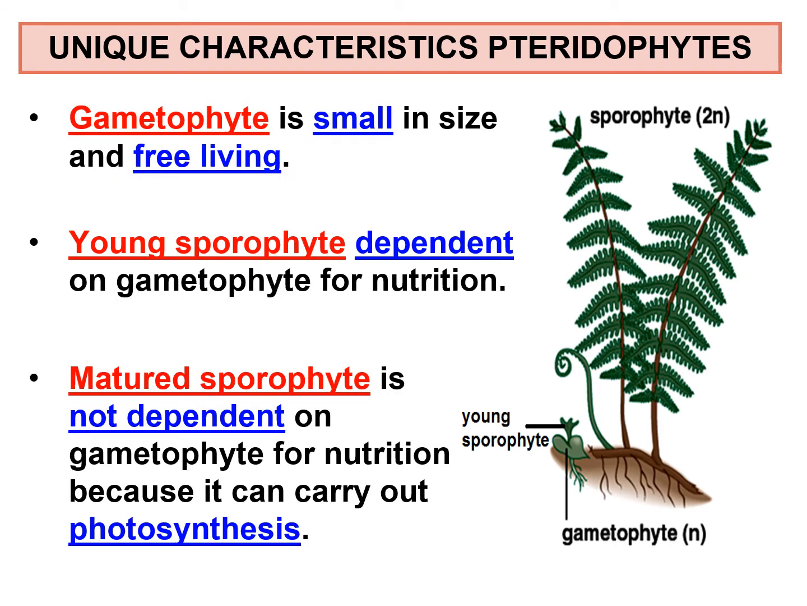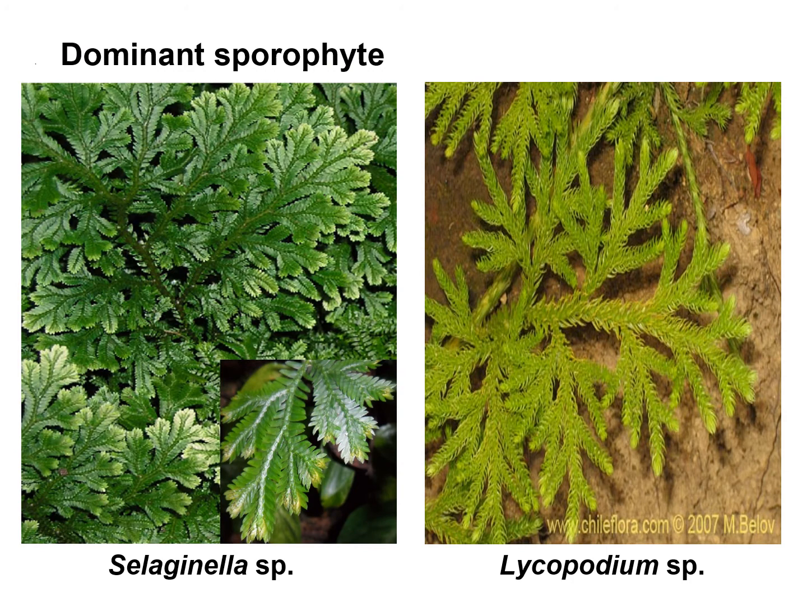So gametophyte is smaller and then free-living, and the young sporophyte depends on gametophyte for a while for nutrition, sekejap je. So this is the young sporophyte, and then when they are larger and able to absorb nutrients and water by themselves, they will be independent. So the mature sporophyte is not dependent on the gametophyte for nutrition because it can carry out its own photosynthesis. So these are all dominant sporophyte of two different species of pteridophytes.